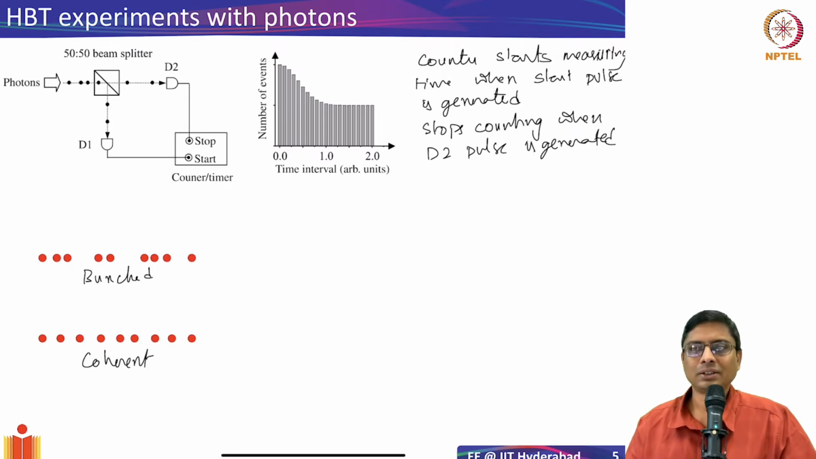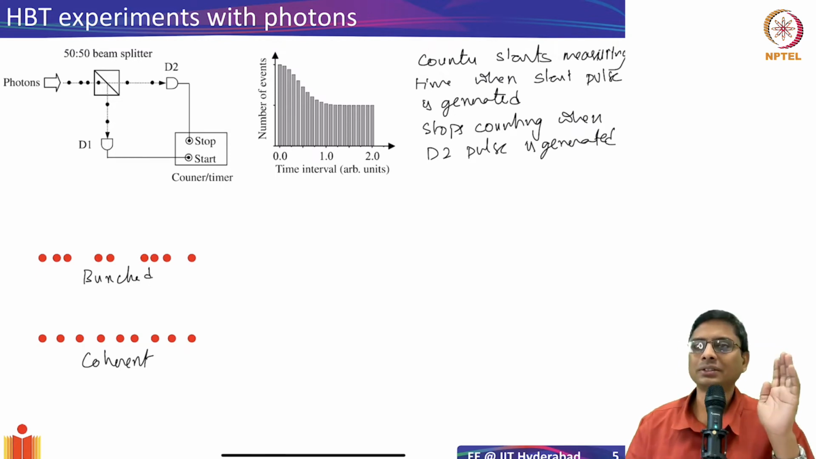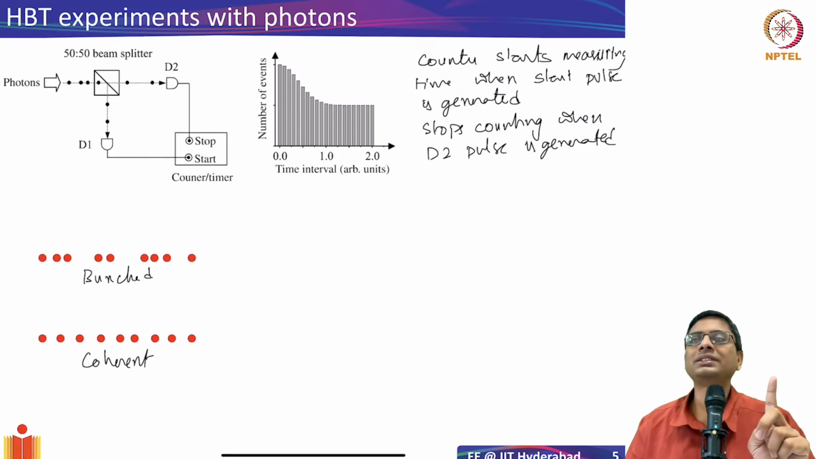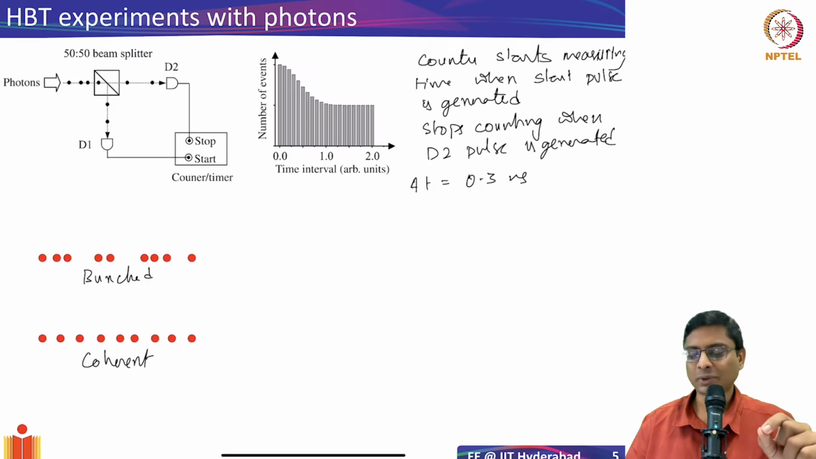Now what I'm saying is, let's say I have a stream of photons. Let's say the first photon comes at 1 nanosecond. The photon has come, so the detector will start measuring. And the next photon comes in D2 at, let's say, 1.3 nanoseconds. So the counter tells me delta t. Delta t is going to be 0.3 nanoseconds, between the start and the stop pulses.